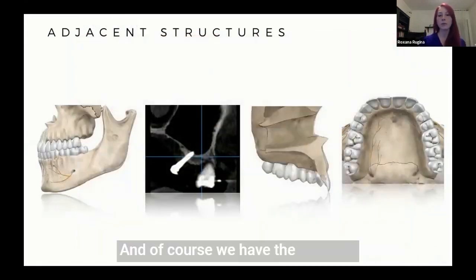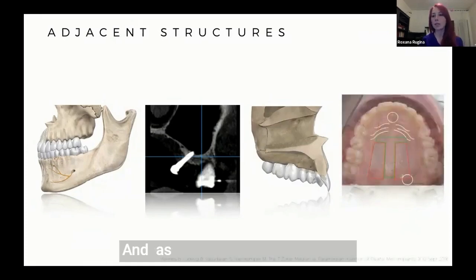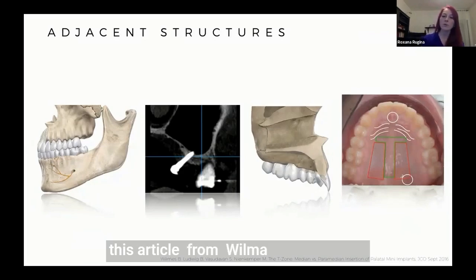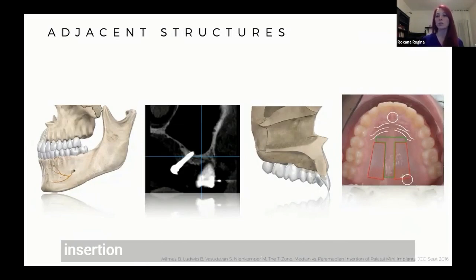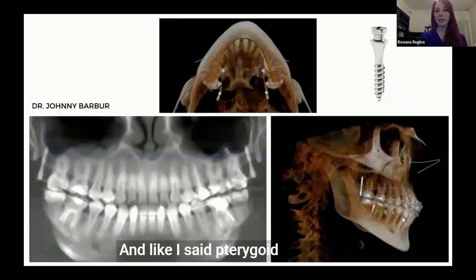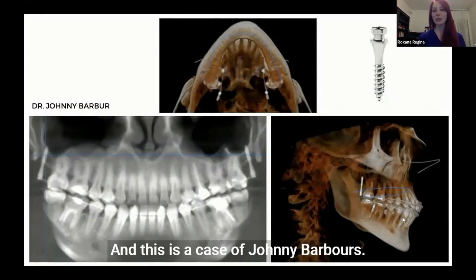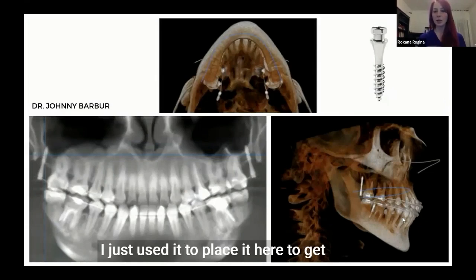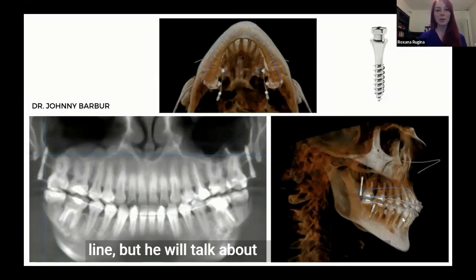Okay, and of course we have the adjacent structures like nerves or sinuses or fossa. And as for the palatal zone, I like this article from Wilmes and Ludwig Börn. It's about the T-zone, a very good spot for the insertion in the median and paramedian palatal side. And like I said, pterygoid anchorage, and this is a case of Johnny Barbour's. I just used it to place it here to get the red line, but he will talk about this a little bit later.